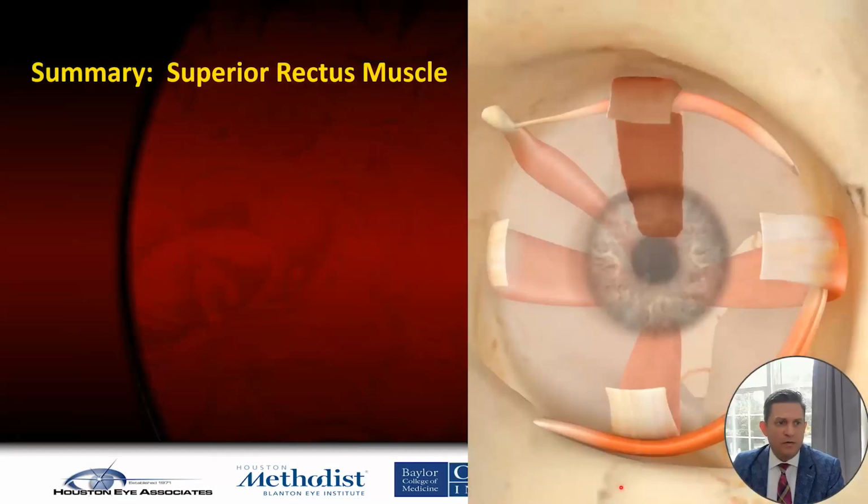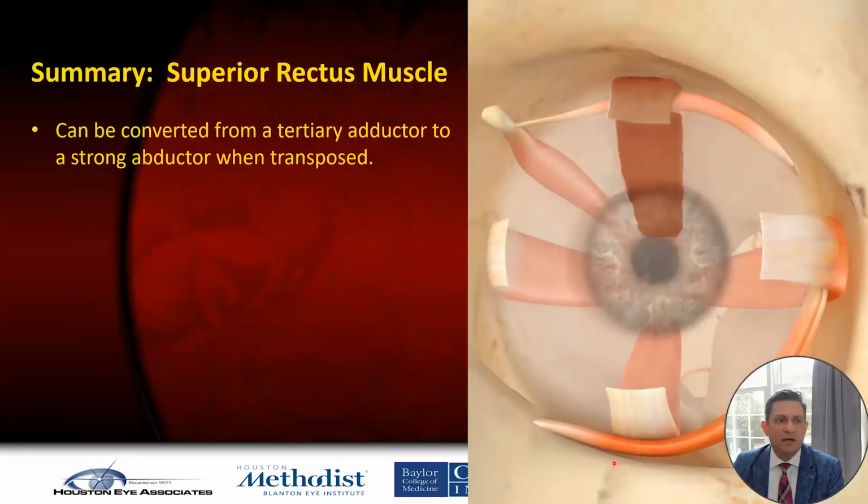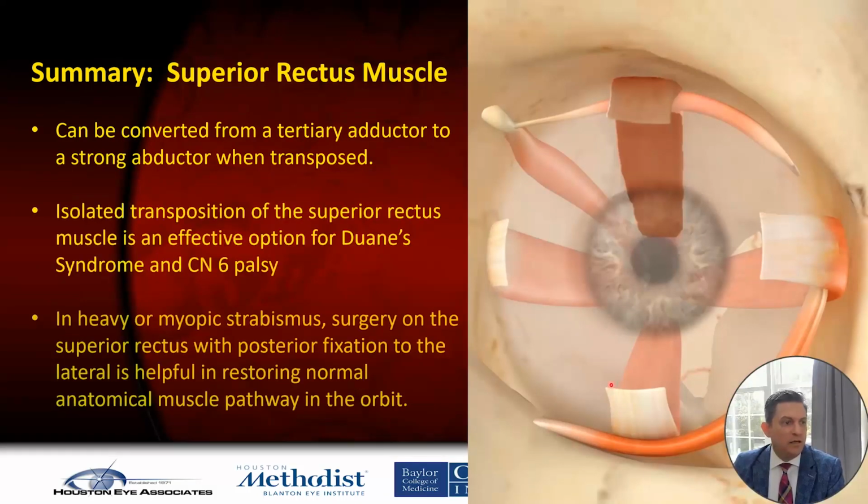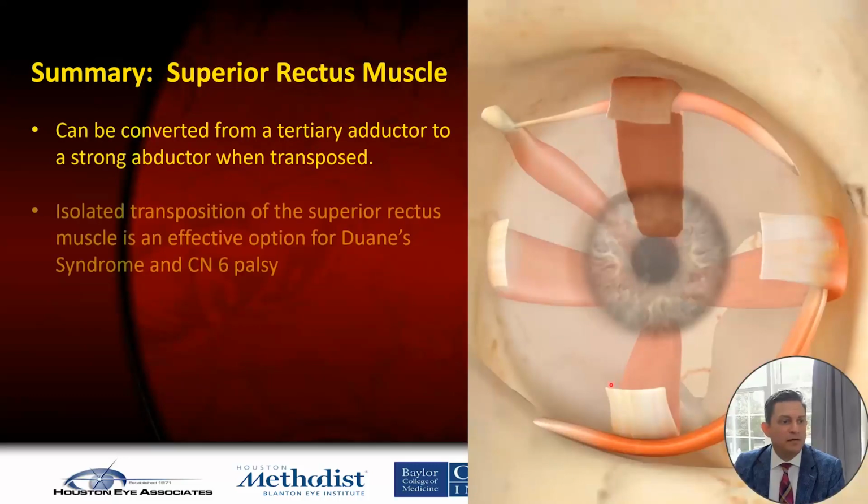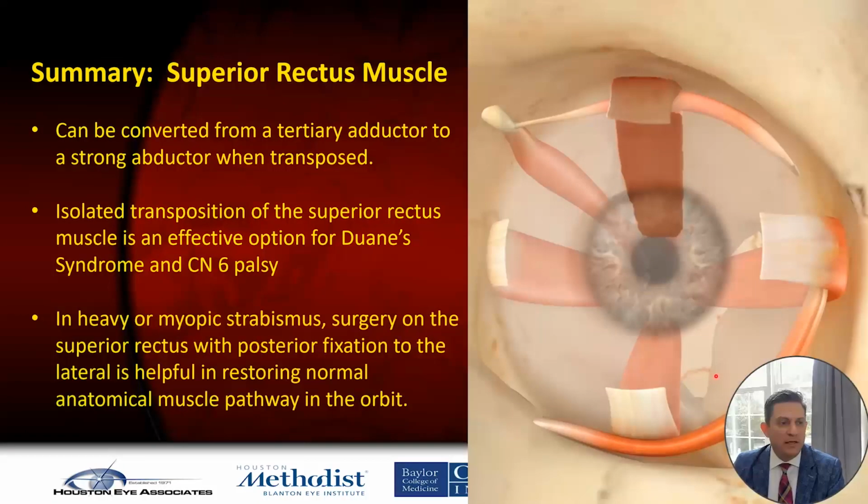So in summary, we've got our superior rectus muscle. It can be converted from a tertiary adductor to a strong abductor when it's transposed. Isolated transposition of this muscle can be effective for Duane syndrome and also cranial nerve 6 palsy, and in heavy or myopic strabismus surgery on the superior rectus muscle, a posterior fixation suture, in addition to the transposition, is helpful to augment and further restore the normal anatomy for the patients.